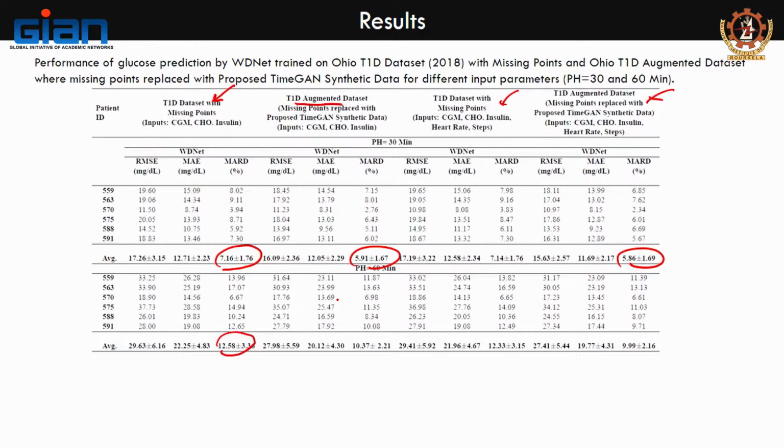Here as well. This is for a prediction horizon of 60 minutes. If you are doing forecasting for 1 hour, then you see that it's close to 10%, which is the desired value, and even lower for the 2020 data set. So it is 9.9, which is less than 10%, the desired MARD value in these applications. All in all, it tells us that augmentation helps.